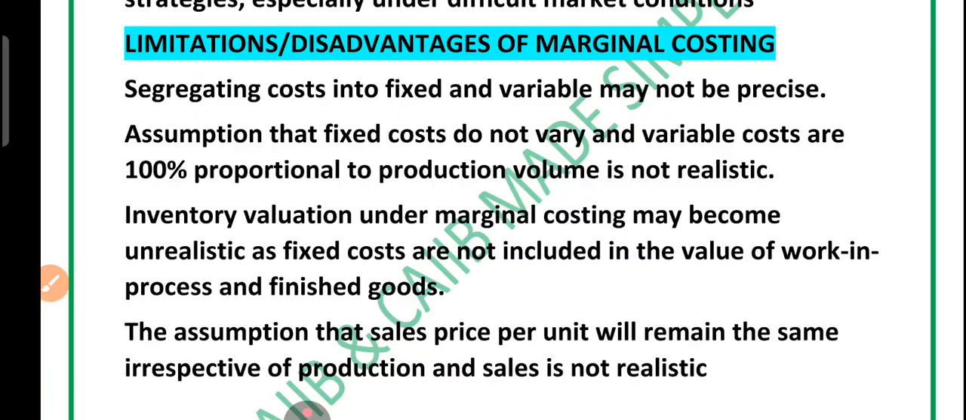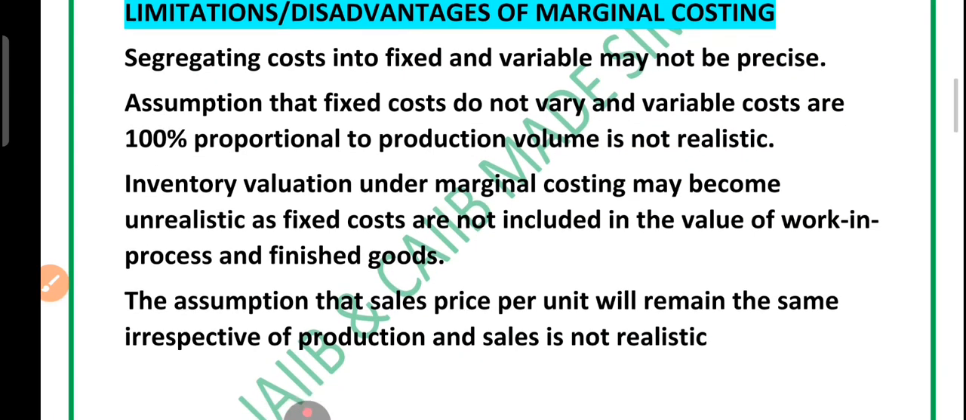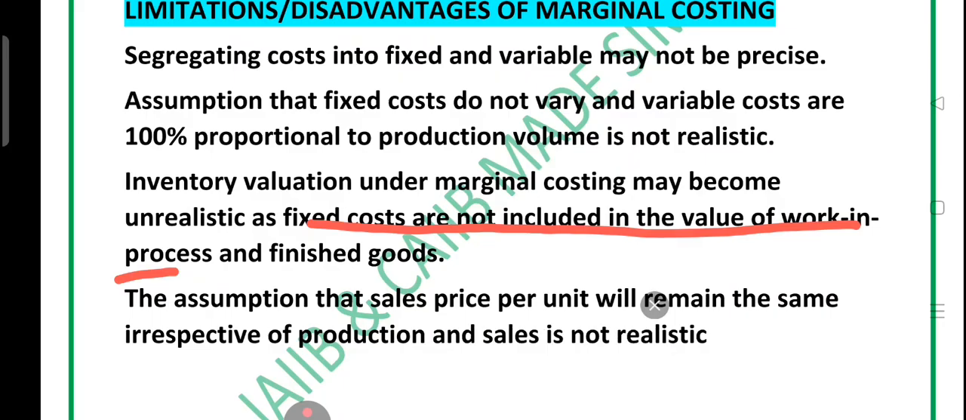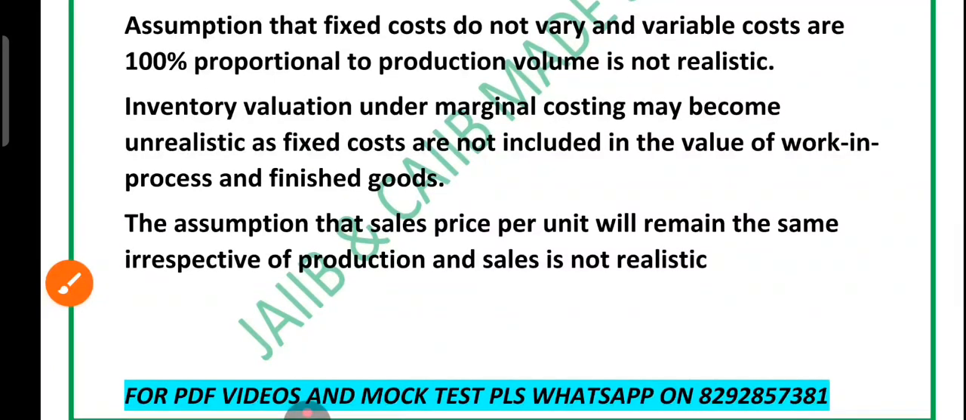The third limitation is inventory valuation. In marginal costing, fixed costs are not included in valuing the stock. Yes, fixed costs are not included. This is a very important point, that we are not including the fixed cost while valuing the stock. So the value of the finished goods or work in progress shown in the account may look lower than the reality. This can sometimes mislead the management. So inventory valuation becomes very tricky, right? This is one of the major limitations. It becomes unrealistic because we are not including the fixed cost while valuing the stock, so the value of finished goods or work in progress may look lower as compared to the reality.